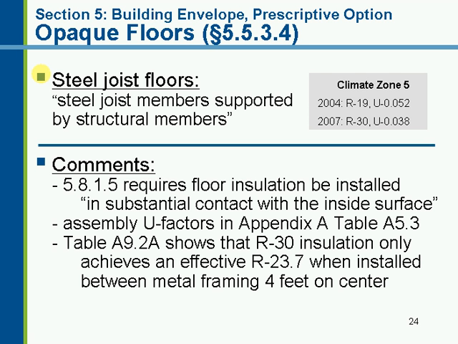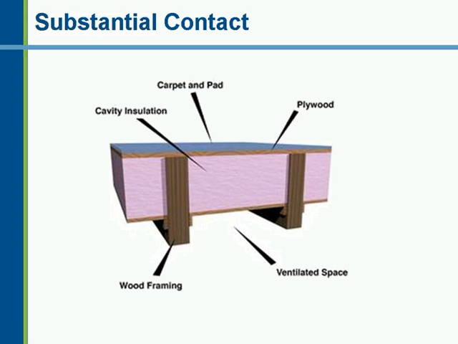Second type of floor over unconditioned space would be steel joist floors. So steel joist members supported by structural members. For 2004, R19 minimum insulation, 2007 going up to R30 insulation. One of the mandatory provisions, Section 5.8.1.5, requires that floor insulation be installed in substantial contact with the inside surface. So we're looking for the insulation to be pushed up against the floor. We don't want a situation where air bypasses that and you don't get the benefits of the insulation.